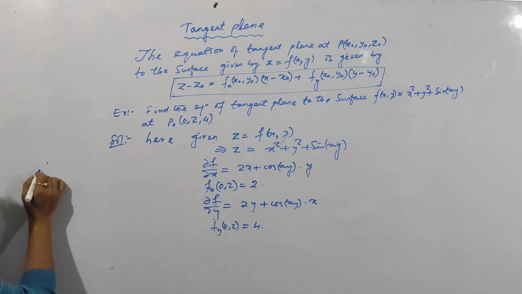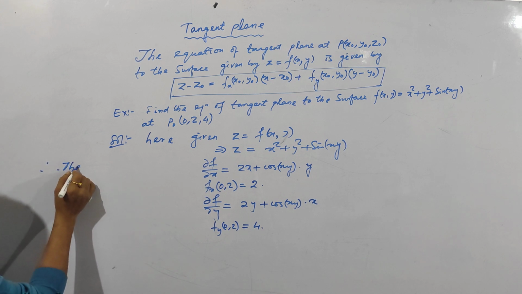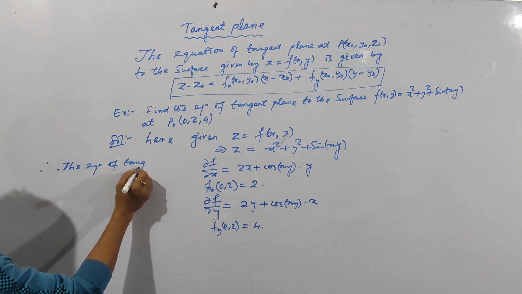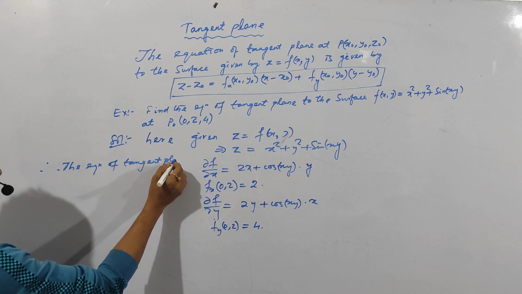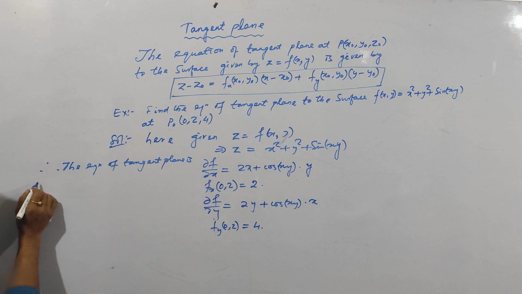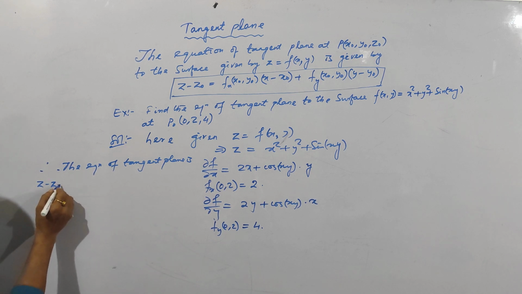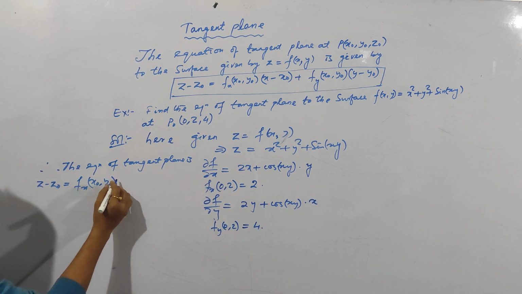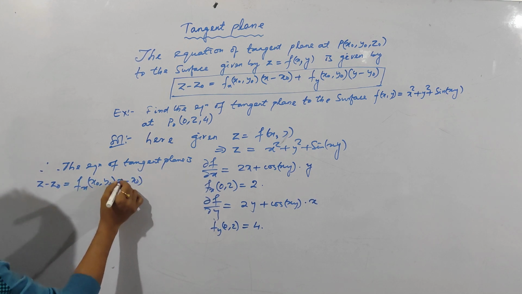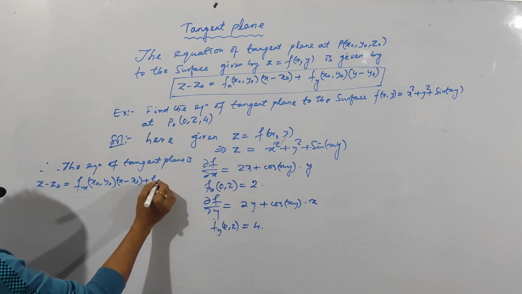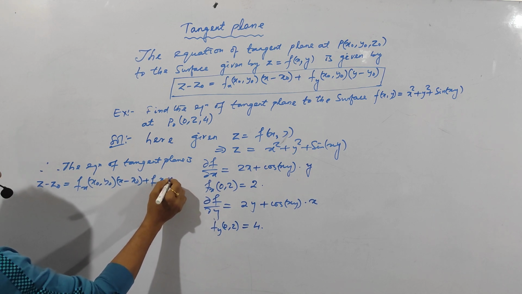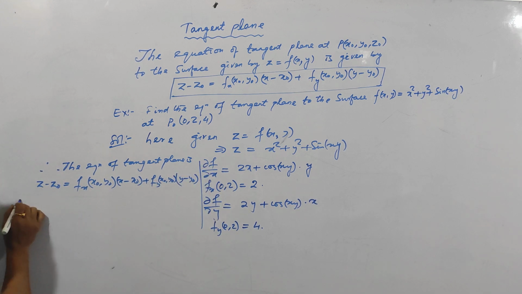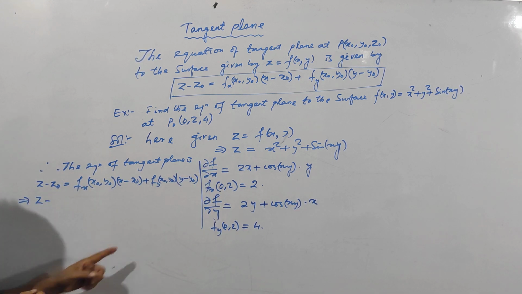Clear? Therefore, the equation of the tangent plane is z minus z0 equals f x at x0, y0 into x minus x0, plus f y at x0, y0 into y minus y0. Clear? And it implies z minus z0. What is z0? 4.